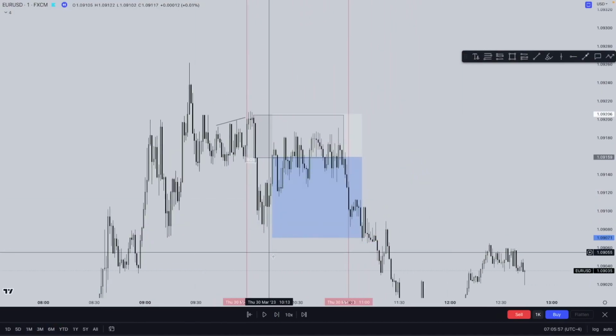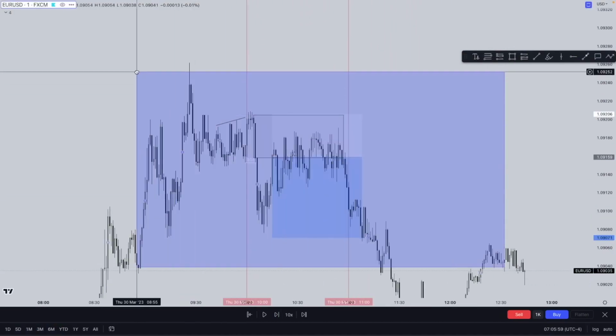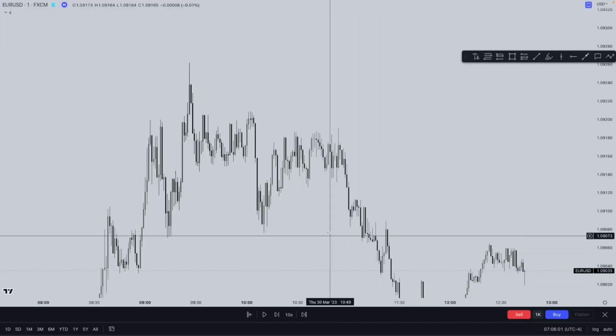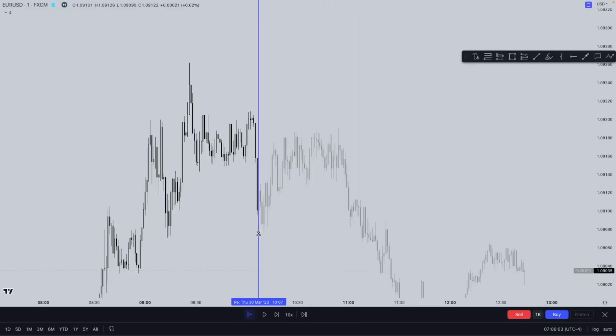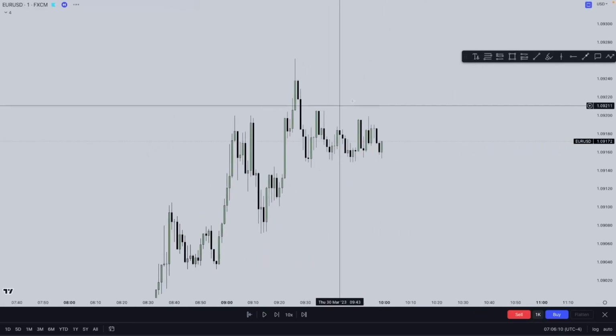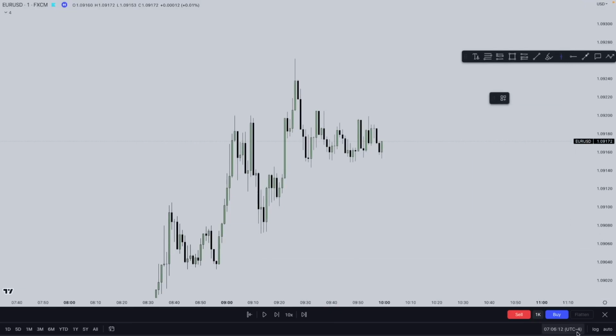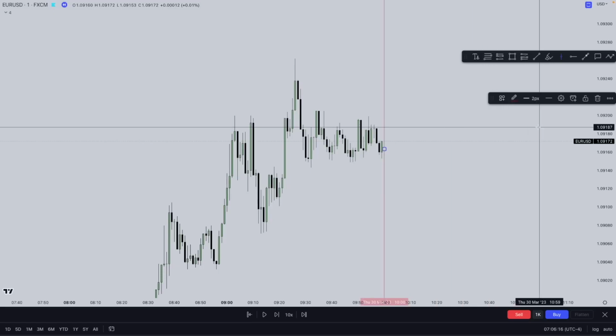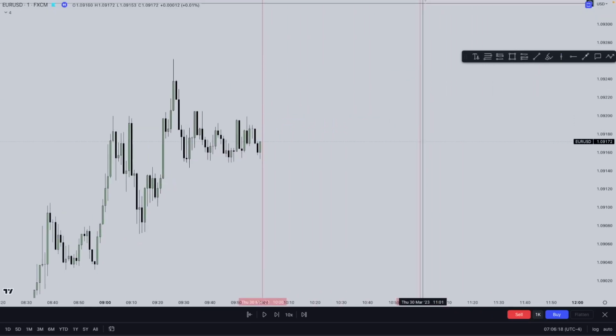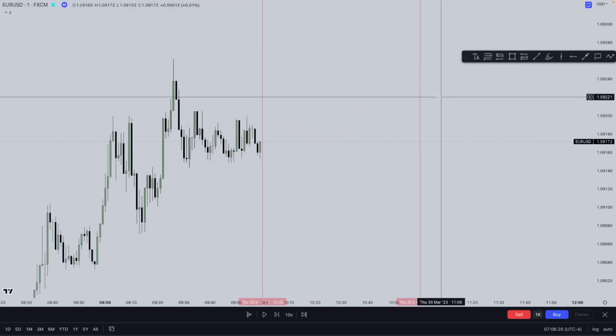Okay, so anyway, let's get straight into this example of the ICT silver bullet strategy. So let's go to 10 o'clock and let's mark everything out. It's 10 o'clock being right here. So what we do first is we mark out 10 a.m. to 11 a.m. New York time. There you go. We mark this out, and now we mark out liquidity points.